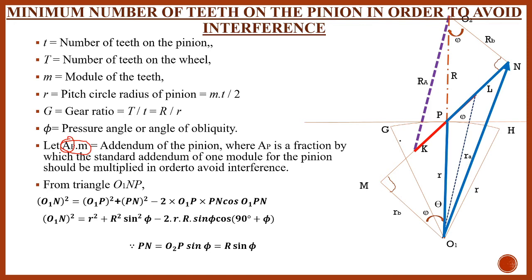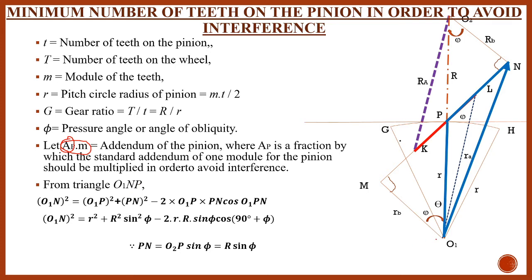If addendum is equal to 1.25 M, then AP is equal to 1.25; if addendum is equal to 0.8 M, then AP is equal to 0.8. In this way, AP is the addendum of the pinion, the fraction by which the standard addendum of one module for the pinion should be multiplied in order to avoid the interference.